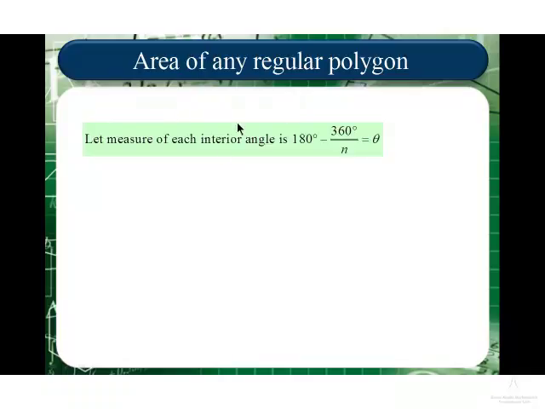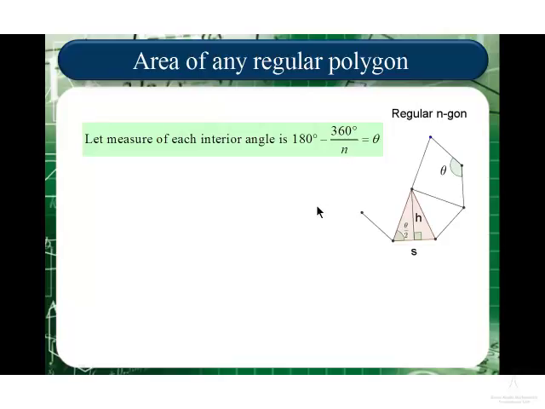We can make use of the information that we have considered in the previous slide to find a formula for the area of any regular polygon. Doesn't matter how many sides it has. Let us consider such a general polygon with n side lengths. We know that the measure of each interior angle is given by this particular formula, 180 degrees minus 360 degrees divided by n, where n is the number of sides of such a regular polygon. Let's say this angle in general is theta.